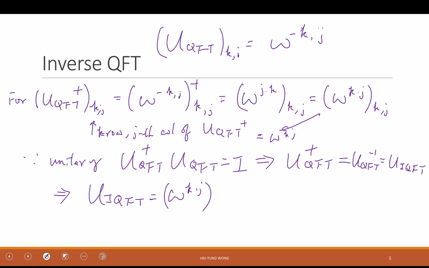I keep missing something important. I should also put 1 over square root n here, because I just keep looking at the element. When I spell out the elements, I should put 1 over square root n. Is this okay? I'm sorry for confusing you. The whole matrix should have a 1 over square root n in front. Any questions on this part where I'm confusing you? So here I'm missing the 1 over square root n.